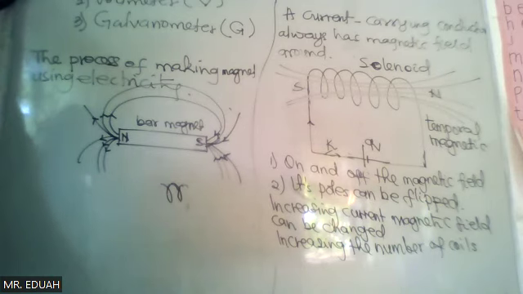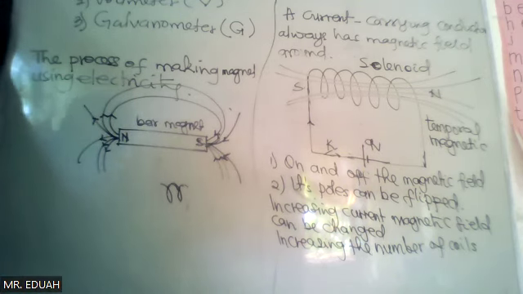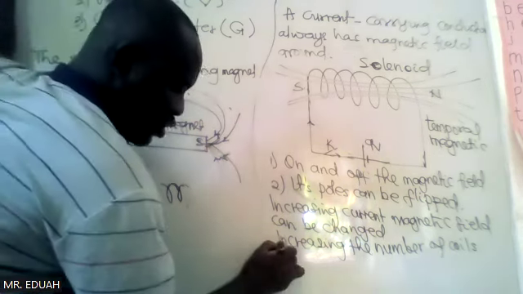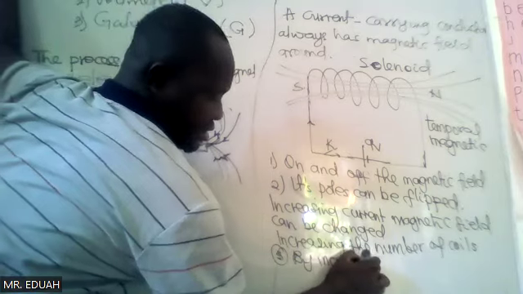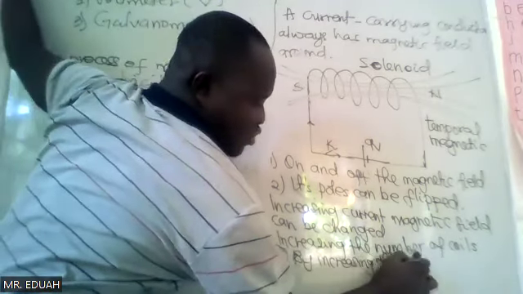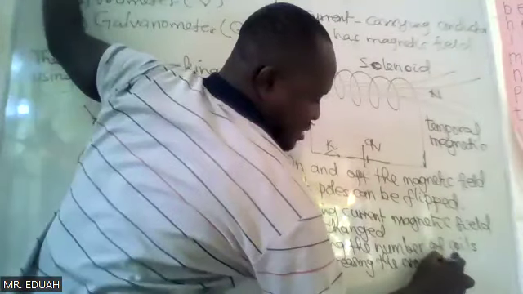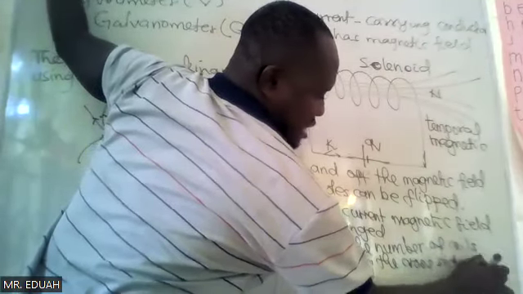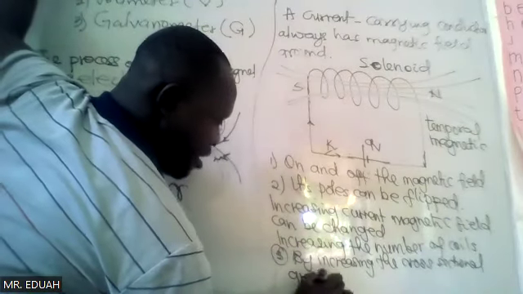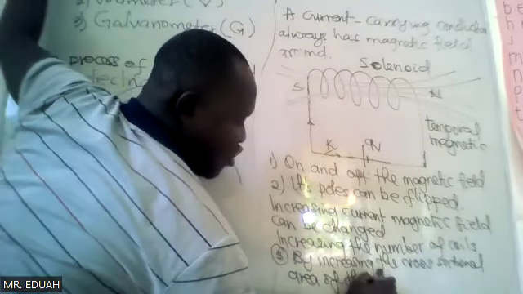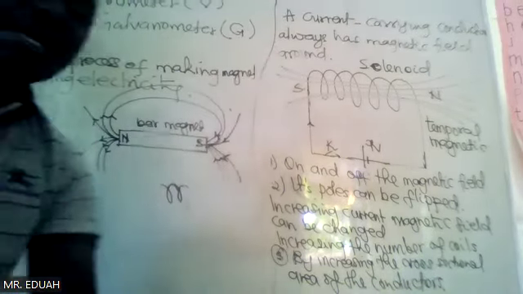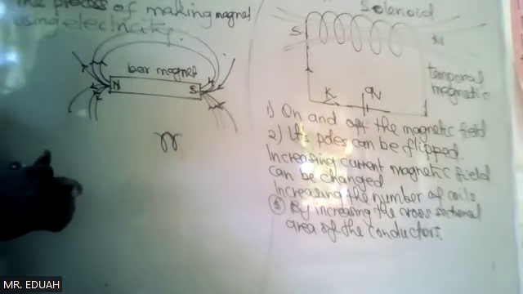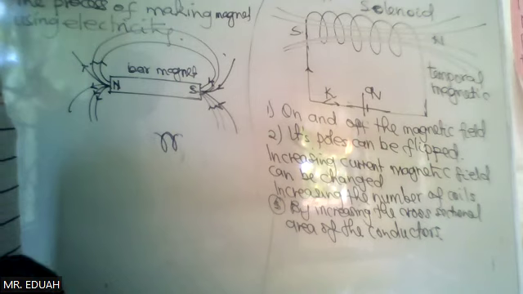And lastly, we can also increase the magnetic field by increasing the cross-sectional area of the conductor. So that is something about electromagnets. These are the advantages.